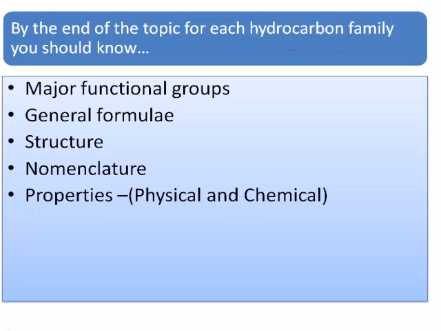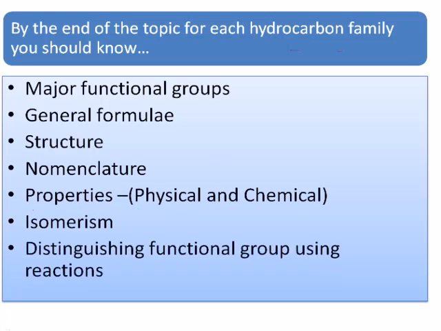How do those properties change from one family of hydrocarbons to the next, and how they behave chemically, which means how they interact with other chemicals, forming new materials. Isomerism means a different way of arranging the same atoms but maintaining the same number of atoms and types of atoms in the compound. And this one here, distinguish functional groups using reactions.